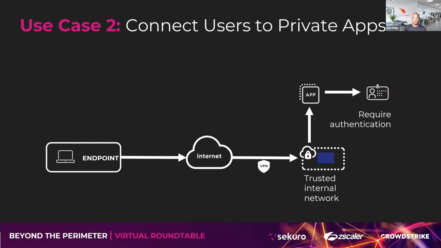Thanks, Jason. Yeah, so let's look at what happens now, right? Traditionally, endpoints connect to the internet. You've got a VPN. Once you're in that virtual private network, you're in a trusted network, which means any applications that reside within the trusted network, you can access, right? This is what most companies do, but again, there's a better way to do this. So let's look at what that better way is.